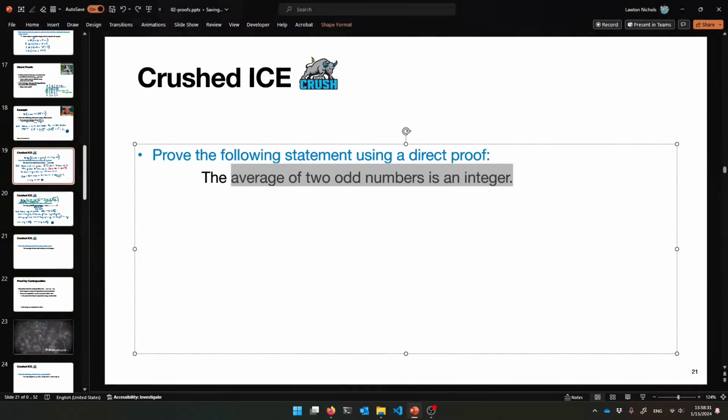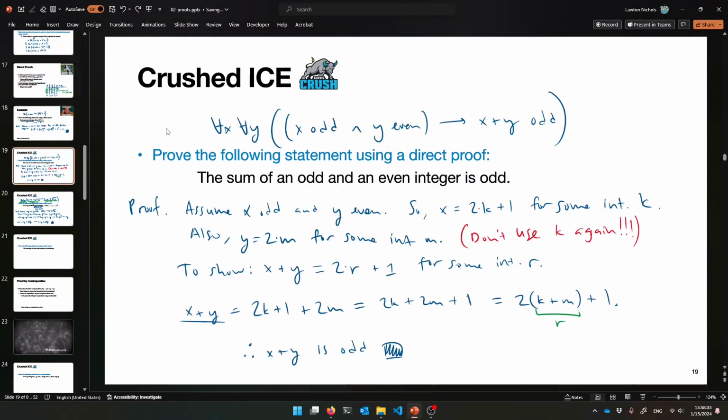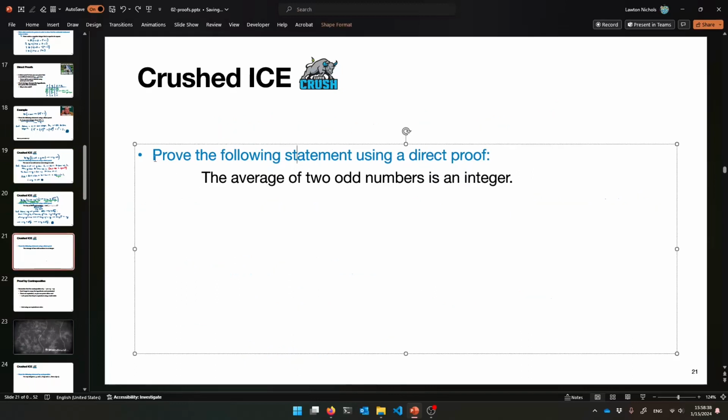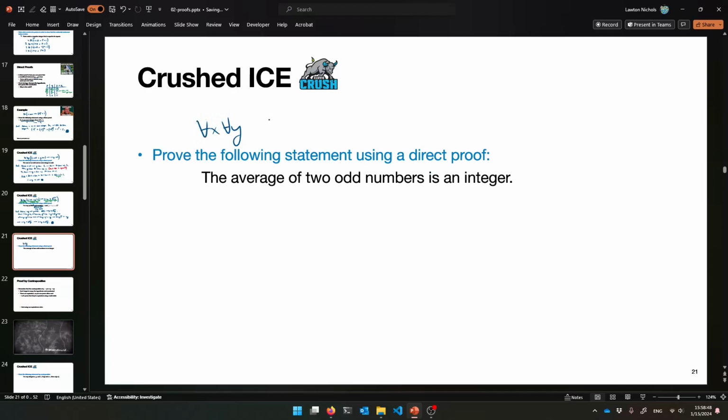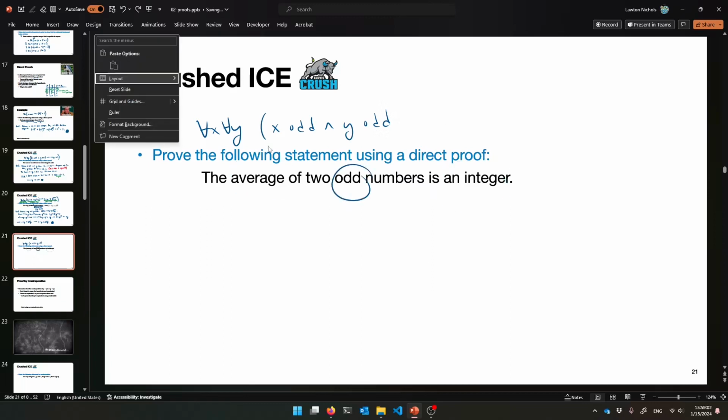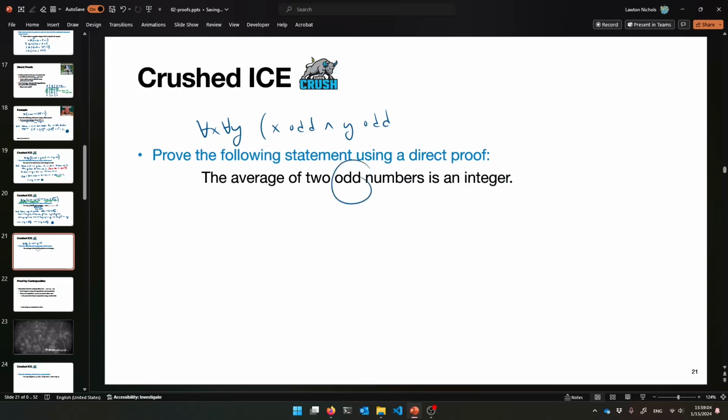So this is going to look a whole lot like the last one. You could use the same strategy, but you try this. Convert it to math and then prove it. The average of two odd numbers is an integer. So let's convert it to math. For all x, for all y, let's call those numbers x and y. If x is odd and y is odd, see how that's the hypothesis. If they're odd, then their average is an integer.